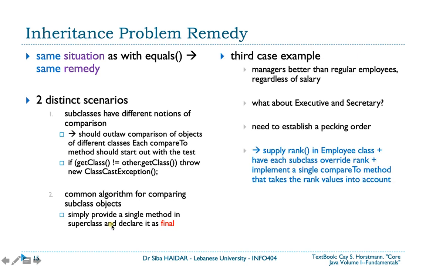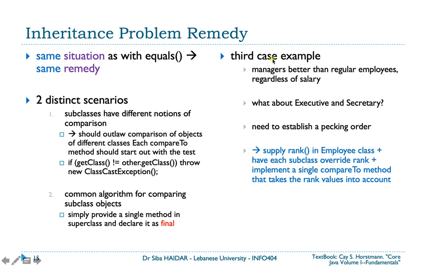Okay? A third case example, maybe you will tell me neither of these options is fine with me. I want another option, just like we did with equals also. You consider that managers are better than the regular employees, regardless of their salaries. But between the employees themselves, you compare the salaries. Between the managers themselves, you compare the salary. But even if a manager has a lower salary than an employee, they will be considered better.